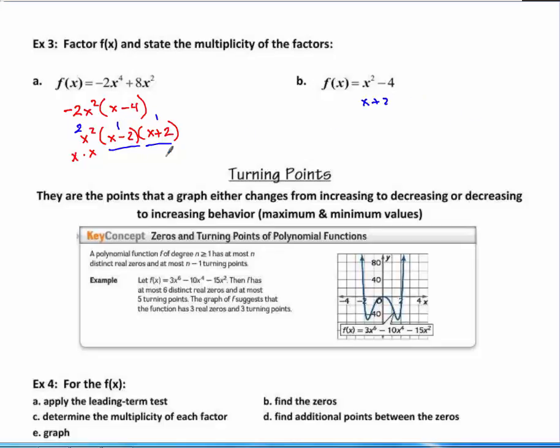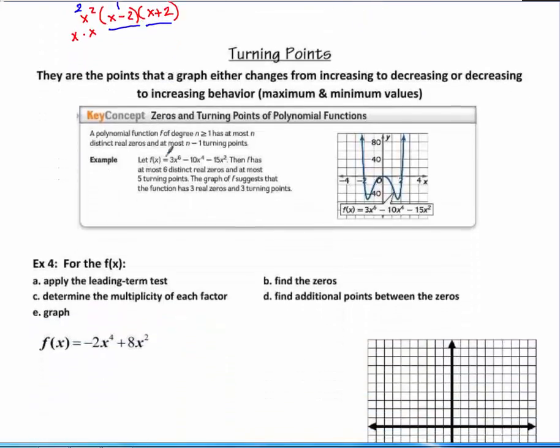We get x plus 2 times x minus 2, multiplicity of 1, multiplicity of 1. So on our graph, this is going to cross at negative 2, this is going to cross at positive 2, cross at negative 2, cross at positive 2, and we're going to bounce at x equals 0. And we'll practice it, so don't worry about it too much.